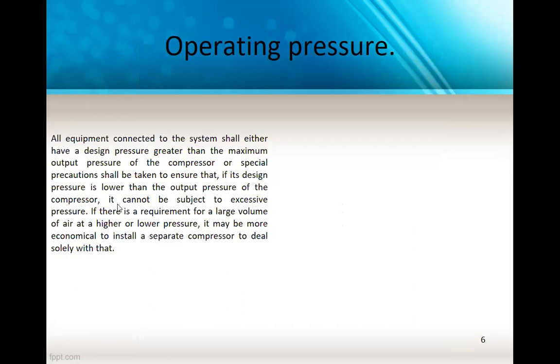So all equipment connected to the system shall either have a design pressure greater than the maximum output pressure of the compressor, or special precaution should be taken to ensure that if its design pressure is lower than the output pressure of the compressor, it cannot be subject to excessive pressure. If there is a requirement for a large volume of air at higher or lower pressure, it may be more economical to install a separate compressor to deal solely with that.